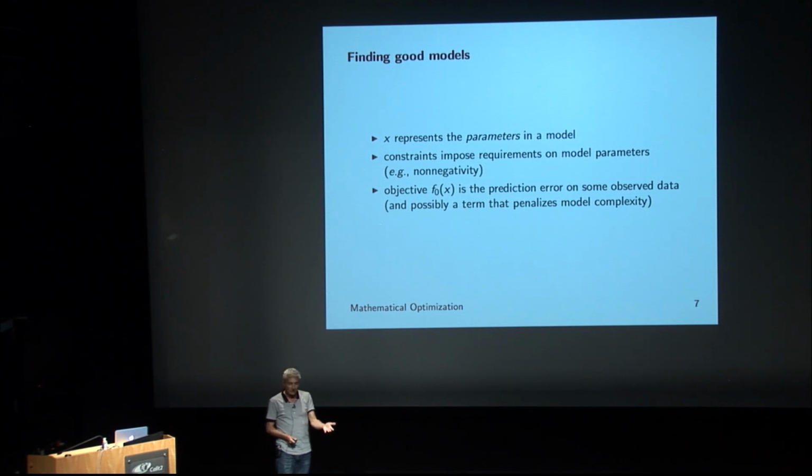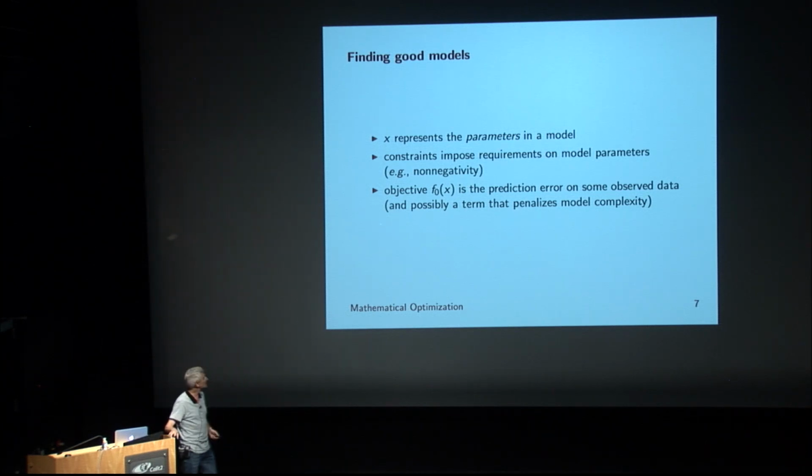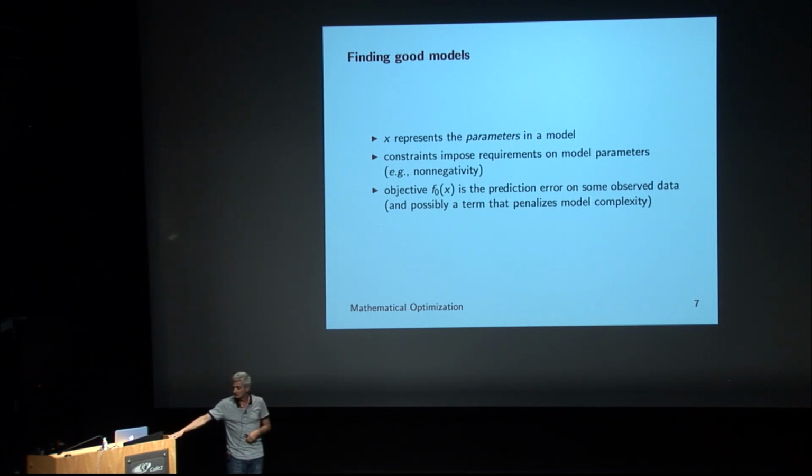If part of the parameters represent a covariance of something, it's got to be positive semi-definite, right? So these are constraints. And the objective usually has one thing always and sometimes another. What it always has is something that gives you the error of your model on some observed data. That's one case, right? And then often there's a second term, which penalizes model complexity. And this is what allows you to generalize, right?